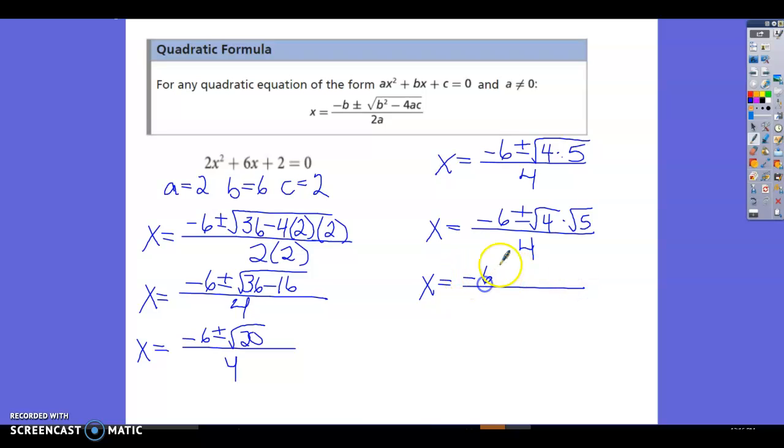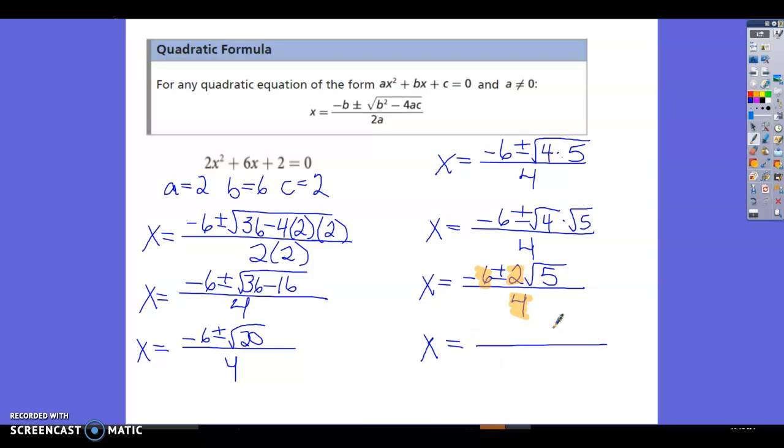So we're going to have negative 6 plus or minus. Now we know the square root of 4 is 2. The square root of 5 is not a perfect square, so we leave it there and have the 4. Now one thing I do want you to notice is that 6, 2, and 4 all three have something in common, which means they can be reduced by a common term, then you do need to reduce those. So 6, 2, and 4 are all multiples of 2.